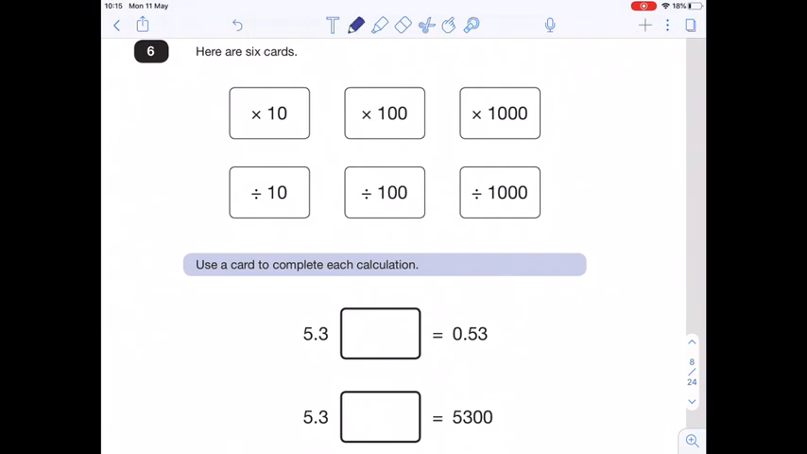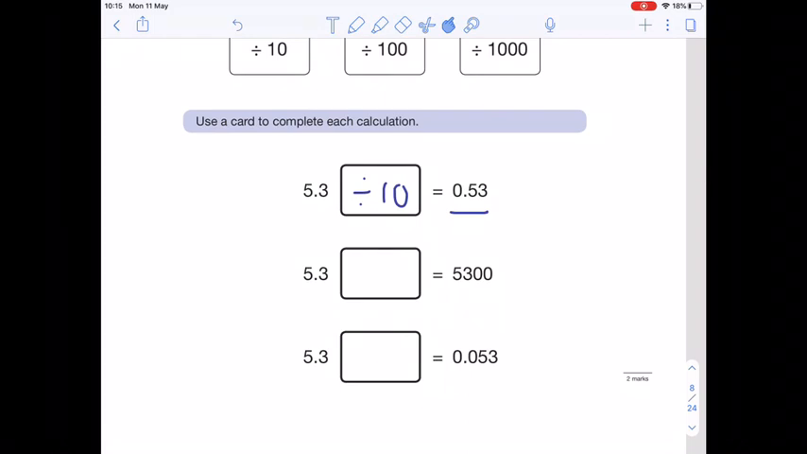Okay, so we've got 5.3 and we want to get to 0.53. So if we look at the decimal point, we're going to move it one space, aren't we? We're making it 10 times smaller, one lot of 10 smaller. So the card that we need in there is divided by 10. If you're making the number smaller, you're dividing. We're making it 10 times smaller, one decimal place smaller, so it's dividing by 10.